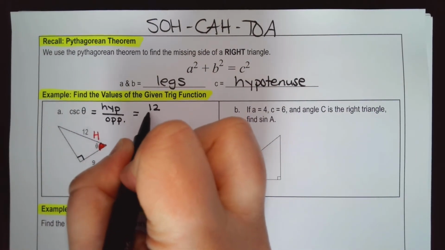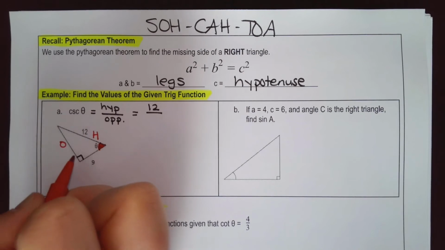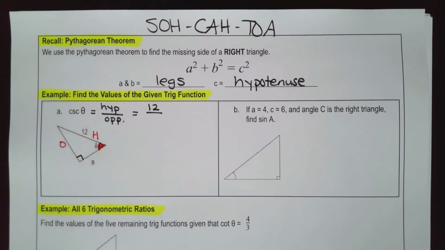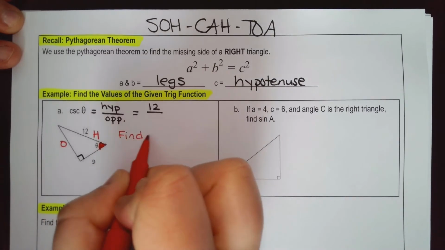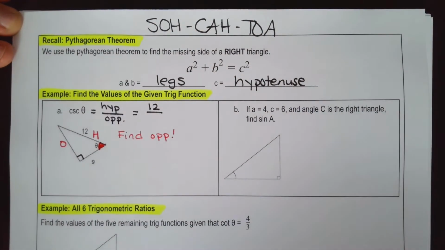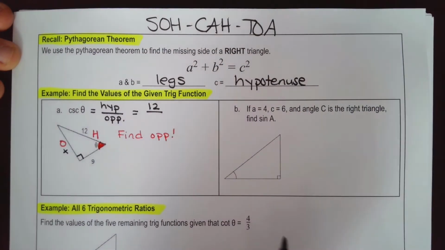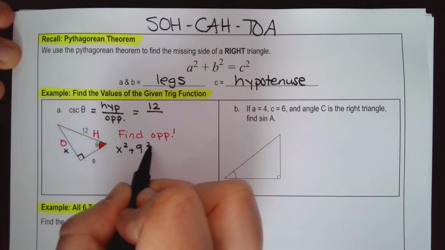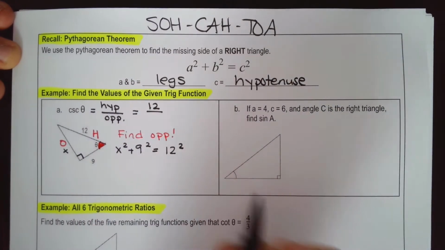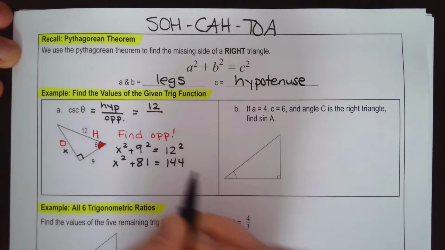So this is going to be 12. But if we look, we do not have the opposite. So we need to find what that is using the Pythagorean Theorem. So our legs, I'm just going to call the opposite x, so that way we have a variable. So x squared plus 9 squared is equal to 12 squared. So x squared plus 81 is equal to 144.